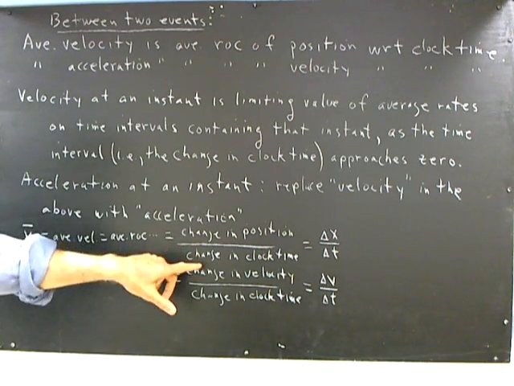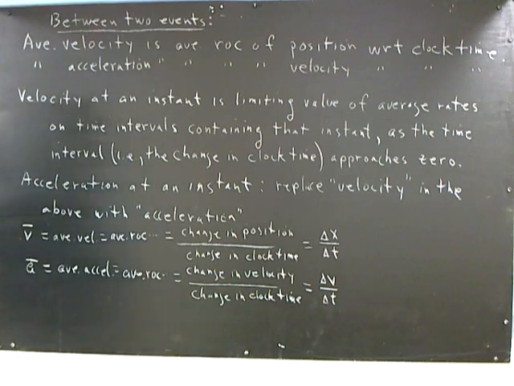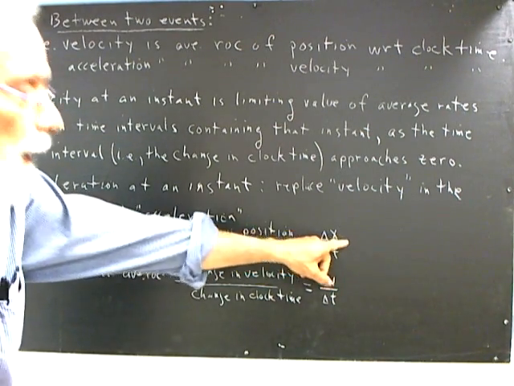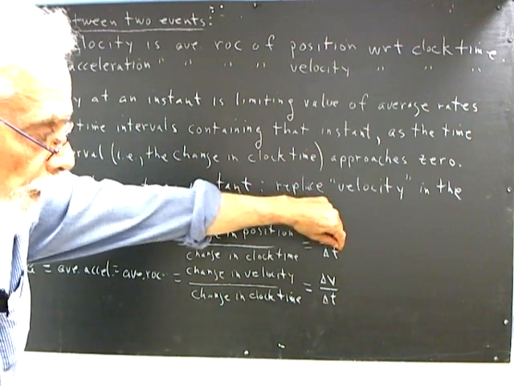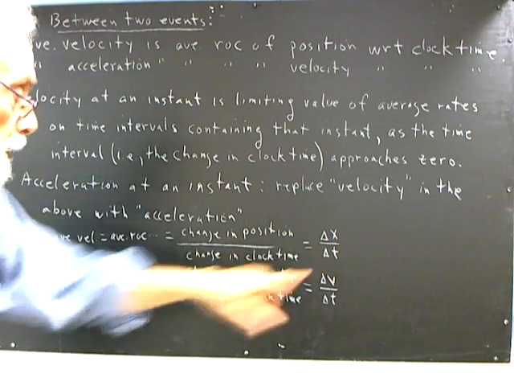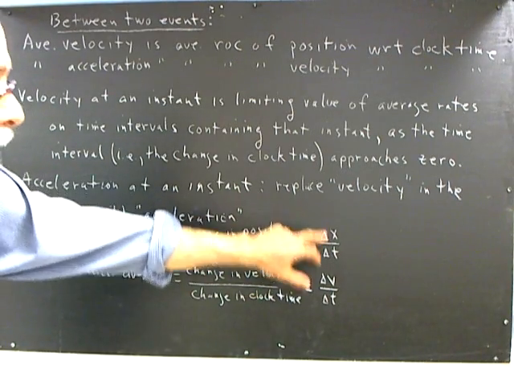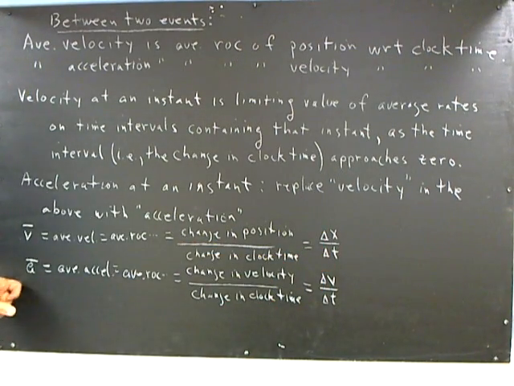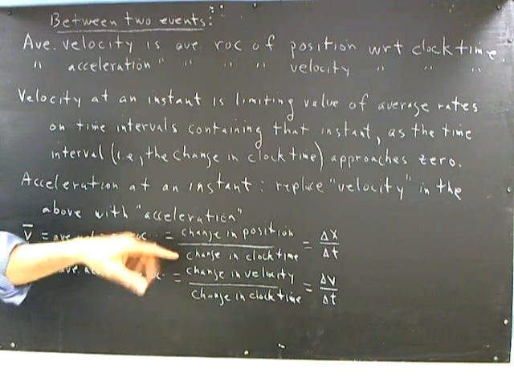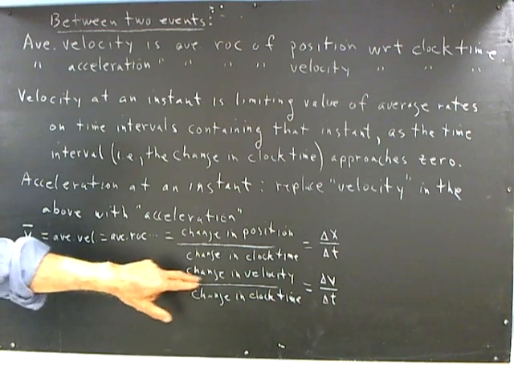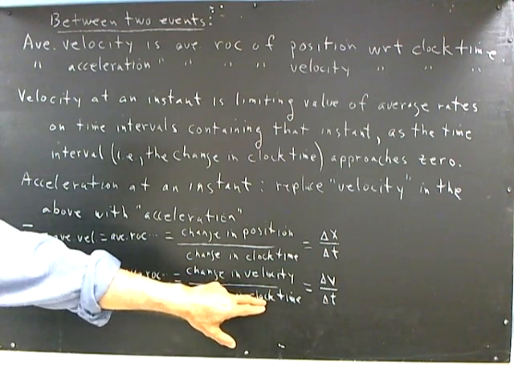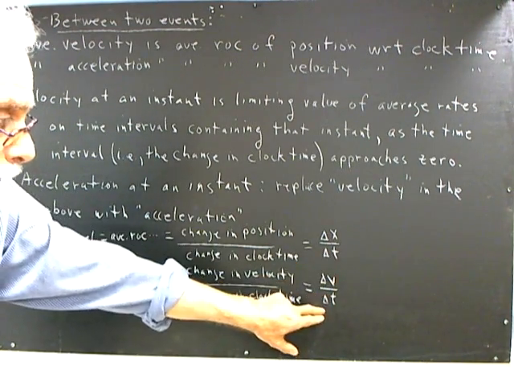That's change in position divided by change in clock time. And if we denote position by x, then delta x stands for change in position, delta t stands for change in clock time. So V bar equals delta x over delta t. And similarly with acceleration. A bar is average acceleration, which is an average rate of change. By the definition of rate of change, that's change in velocity divided by change in clock time, which we'll write delta V over delta t.